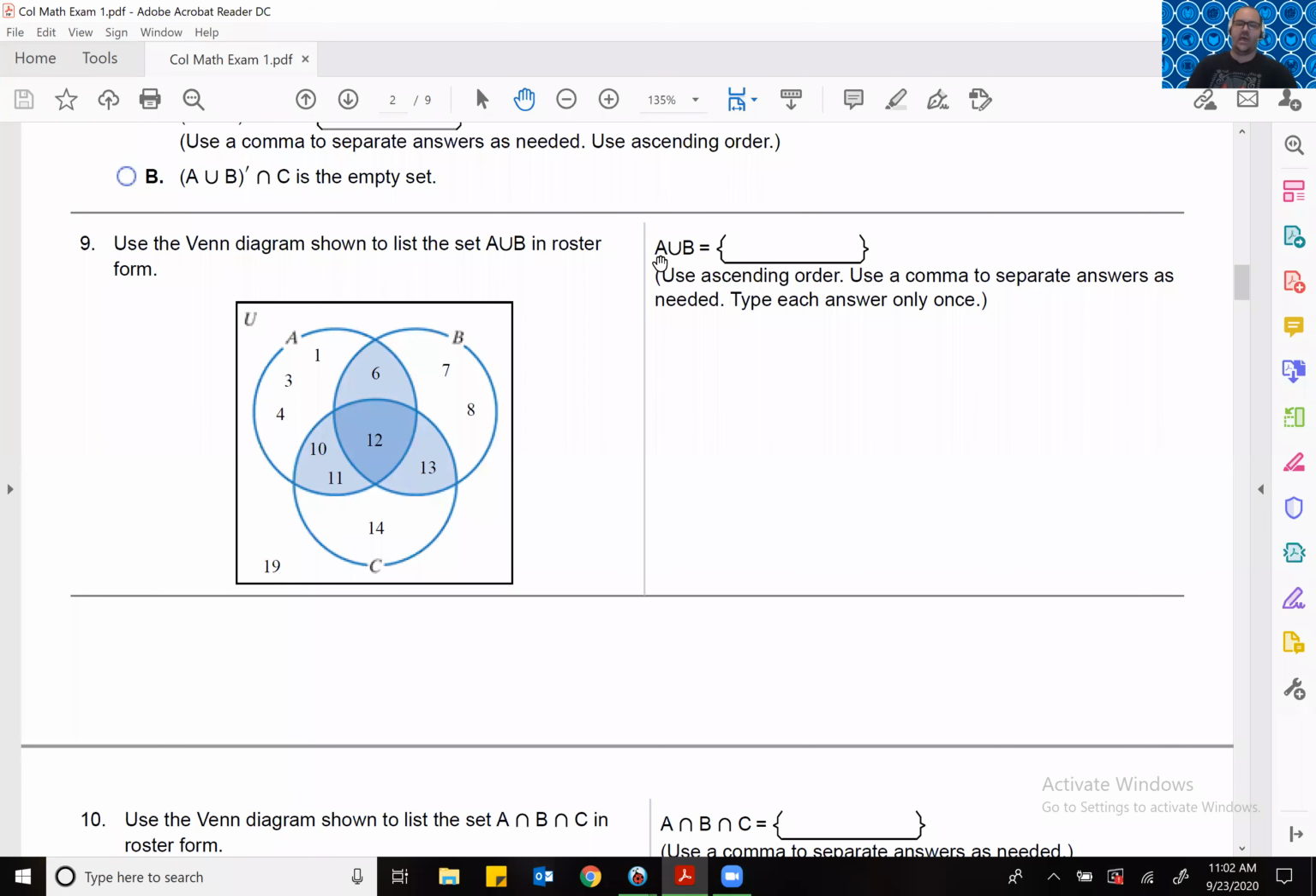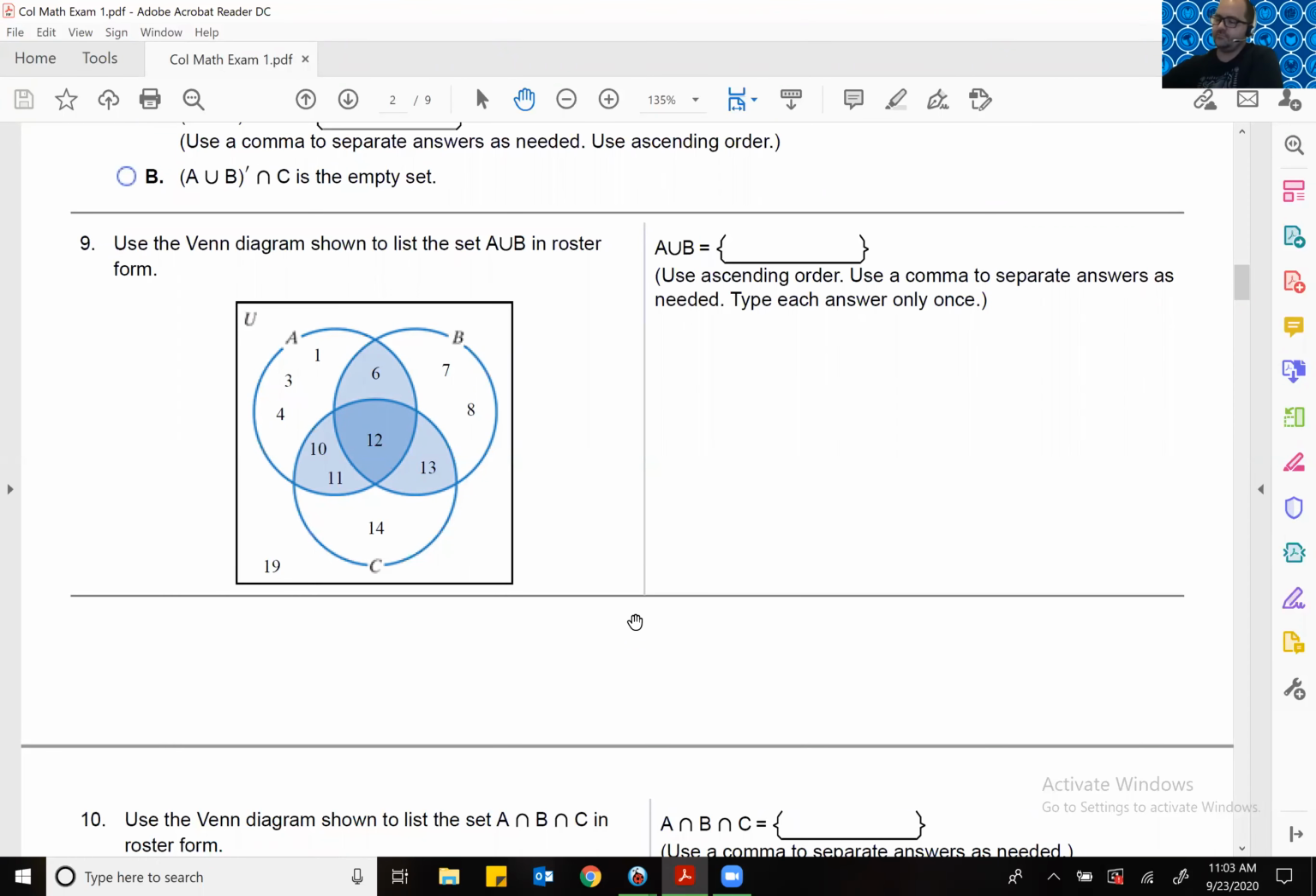So give me A union B. It's a little bit more than that. Union means everybody. It means everything, everybody in both of those sets. Everything. Okay. 1, 3, 4, 7, 8, 10. 11, 12. Oh, you skipped one. So 1, 3, 6, 4, 7, 8.